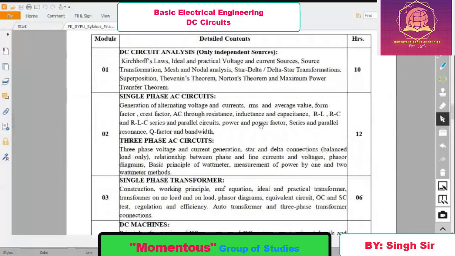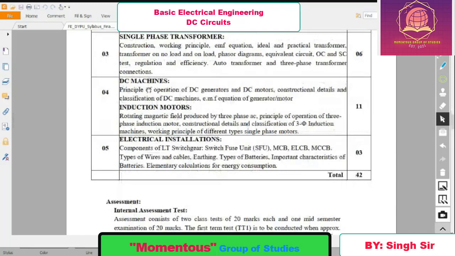Okay. So first of all, as we have discussed, in your first module we'll discuss DC circuits. In your second module, we'll discuss single phase AC circuits and three phase AC circuits. And in your third module, we'll discuss transformers. We'll have only single phase transformers, not three phase.